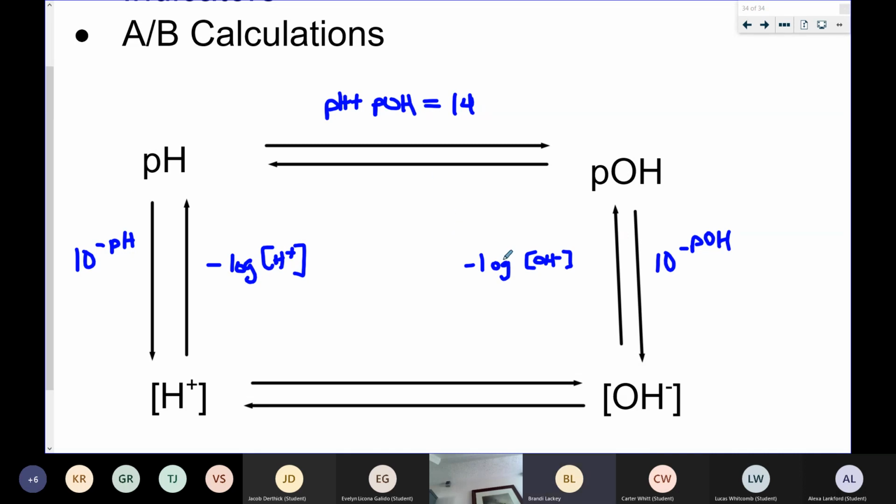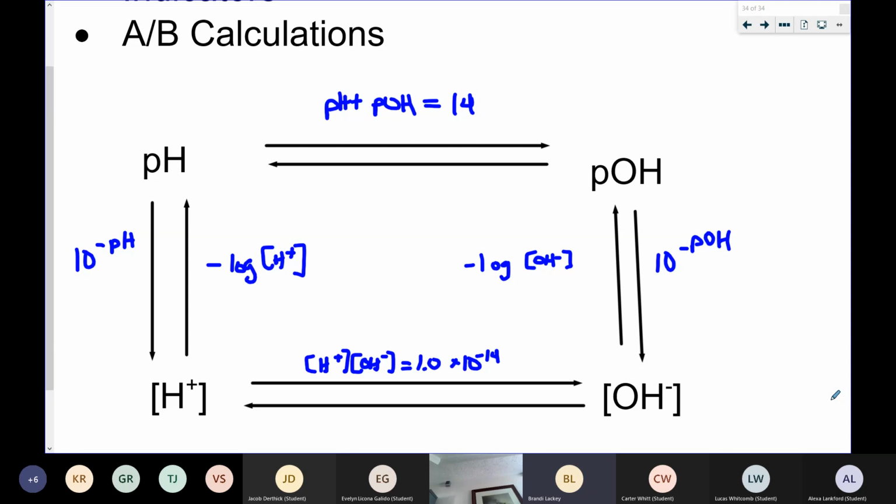And then we also had that Kw formula that let us go between the hydrogen ion and hydroxide ion concentration. So that was hydrogen times hydroxide equals 1.0 times 10 to the negative 14th. So remember, those came in handy.